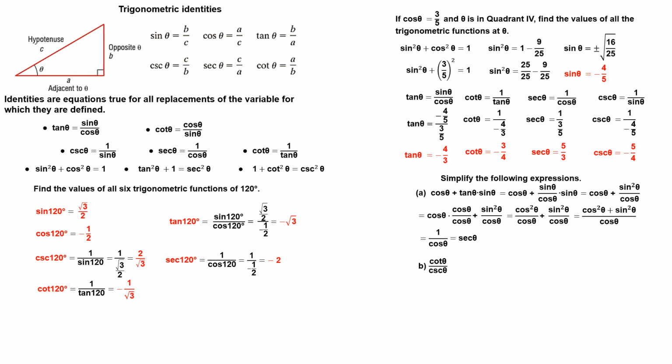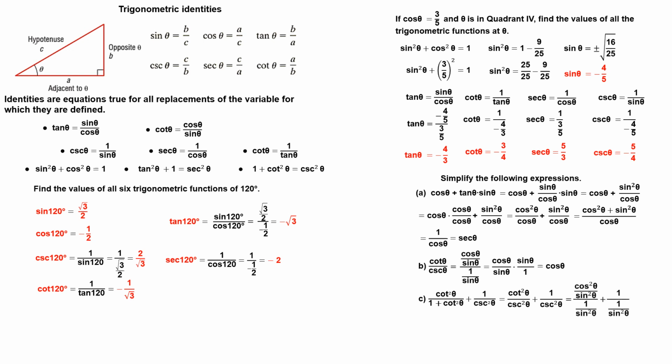To simplify this expression, we use the quotient identity for the cotangent and the reciprocal identity for the cosecant, and simplify. For item C, we first use the Pythagorean identity for the cosecant squared. Then we use the quotient identity for the cotangent and the reciprocal identity for the cosecant. Finally, we use the most important Pythagorean identity.